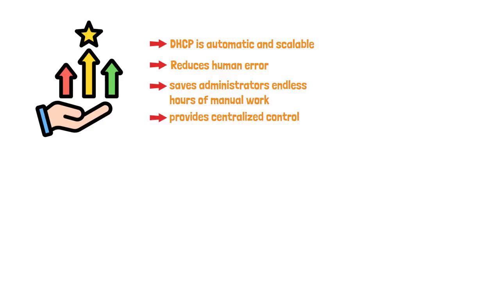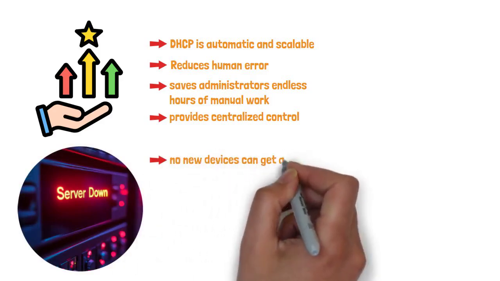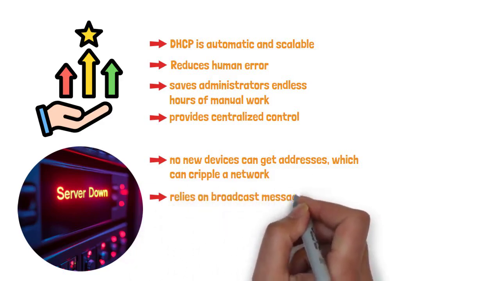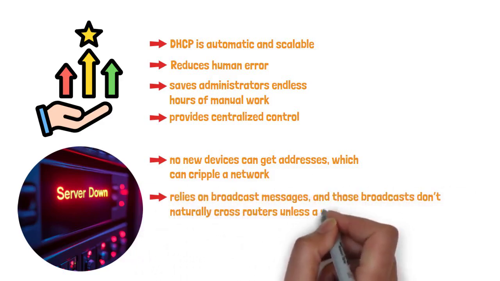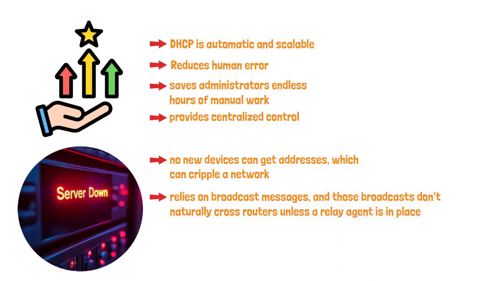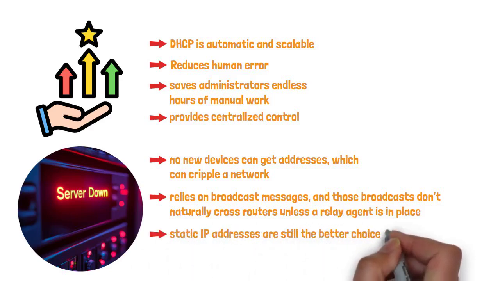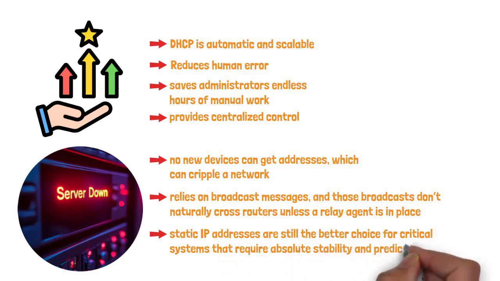But it's not perfect. If the DHCP server goes down, no new devices can get addresses, which can cripple a network. DHCP also relies on broadcast messages, and those broadcasts don't naturally cross routers unless a relay agent is in place. And while DHCP is great for general use, sometimes static IP addresses are still the better choice for critical systems that require absolute stability and predictability. So, DHCP is powerful, but like every tool, it has its limits.